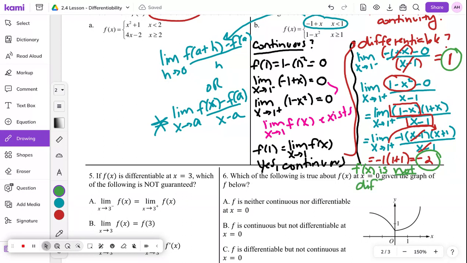Not differentiable, and I know that because the limit as x approaches 1 from the left of f prime of x does not equal the limit as x approaches 1 from the right of f prime of x. Whew, it's a lot of work. Okay, it's a lot of work, but it's what we have to do if we want to check if a function is differentiable. All right, so your job is to do this and check your understanding.